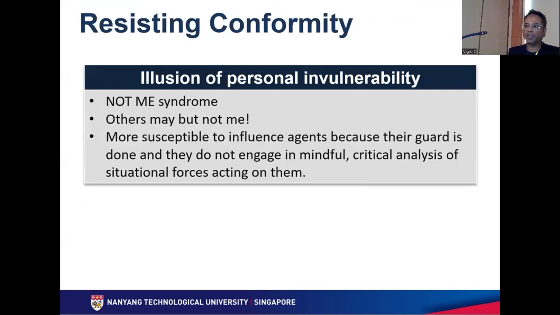Now, you may be thinking that there are individuals who think they're personally invulnerable to all these psychology theories like conformity and so on. It's what they call the not me syndrome. Others may show conformity, but not me. Right. And people who are very successful may also have an inclination to think in that way, because you have that confidence of success. But what psychology theory says is that they are more susceptible to influence agents because their guards are down. So they may not engage in mindful critical analysis of the situations.